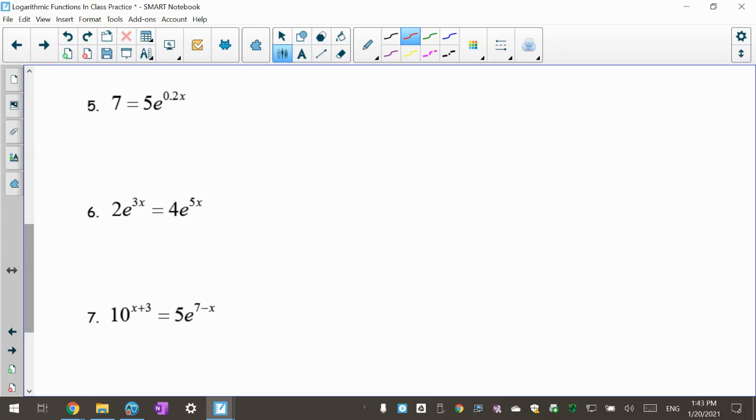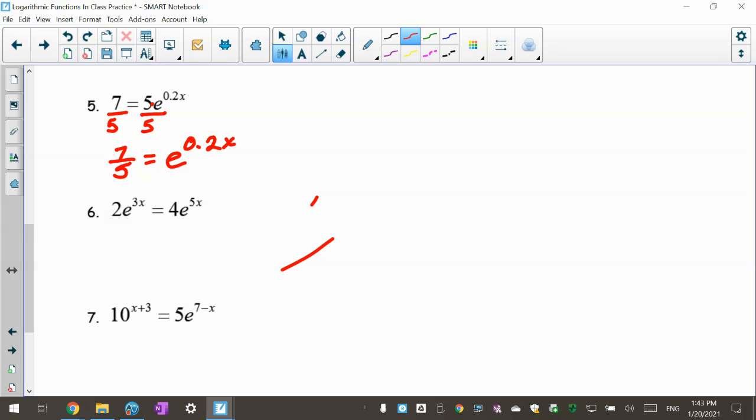So we're doing 7 equals 5 e to the 0.2x. Now this one's fun because I look at it and say, is there any normal math? And I'm like, oh, sure. I'm going to divide by 5 on both sides because the 5 is hooked to the e by multiplication. So I have 7/5 equals e to the 0.2x.